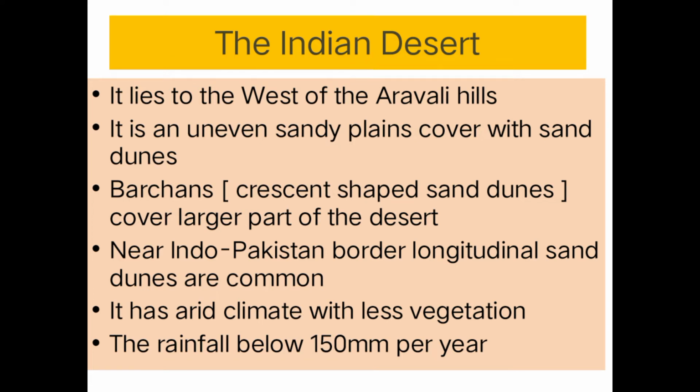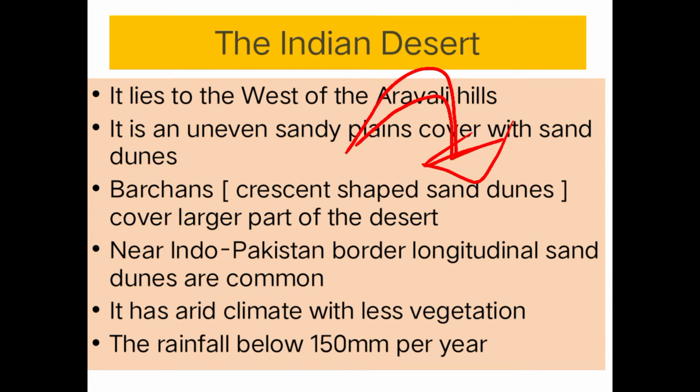We move towards the west. We have the Indian desert, the Thar Desert. It lies to the west of the Aravalli range of mountains. It is an uneven sandy plain covered with sand dunes, and we have crescent-shaped dunes which are called barchans, covering a large part of the desert. Near the Indo-Pak border, longitudinal sand dunes are very common.